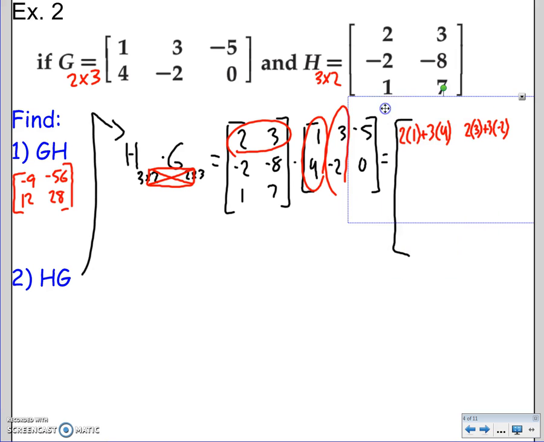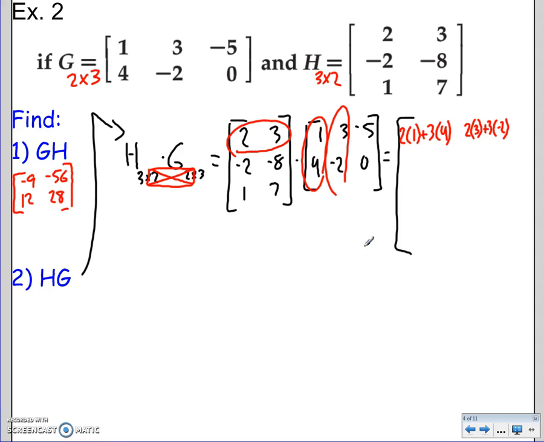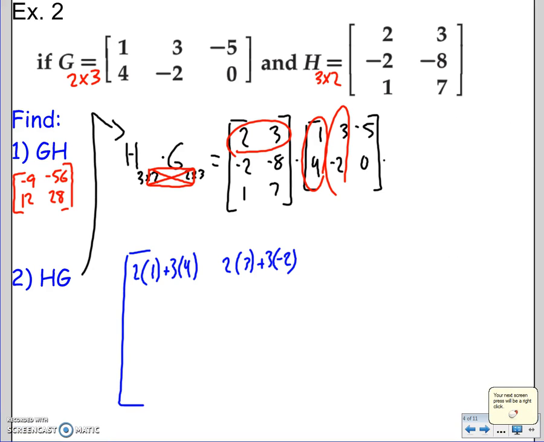And I'm going to move this actually. That did not go too well. Alright, I'll just rewrite it over here. Here, let me go over here. So 2 times 1 plus 3 times 4, and then 2 times 3 plus 3 times negative 2, and then the last one, third column, so that would be 2 times negative 5 plus 3 times 0.